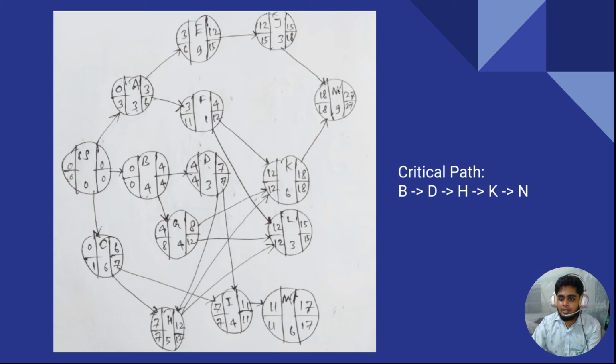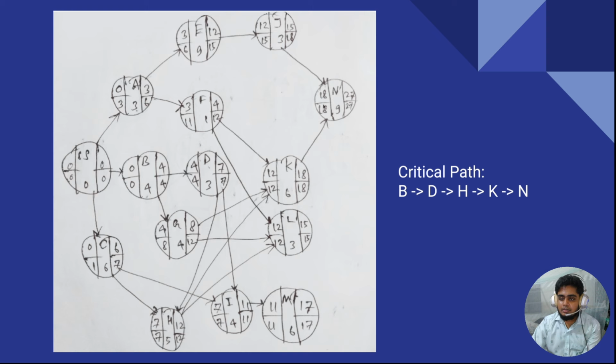And we end up here basically. The forward pass stops. Now it is time to apply the backward pass. At the start of the backward pass, just copy those values: 27, the earliest finish time, will be the latest finish time. Subtract those values. 27 minus 9 will be 18. This is the latest starting time.